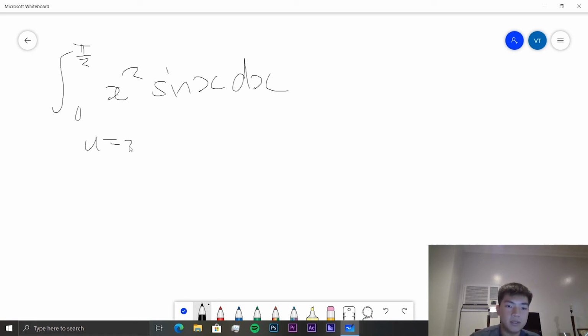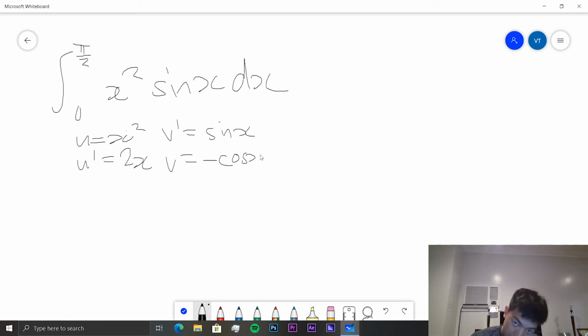So we know u is equal to x squared, u prime is equal, actually wait, no, ignore that. Actually, it does matter which way we do this one, sorry, I take that back. We're differentiating x squared. So u is equal to x squared, u prime is equal to 2x, v prime is equal to sine x, and v is equal to negative cosine x.